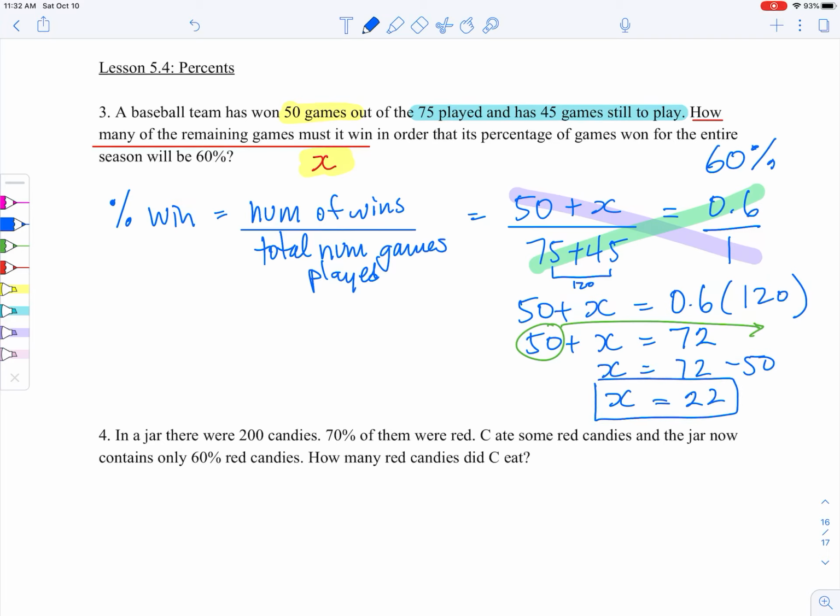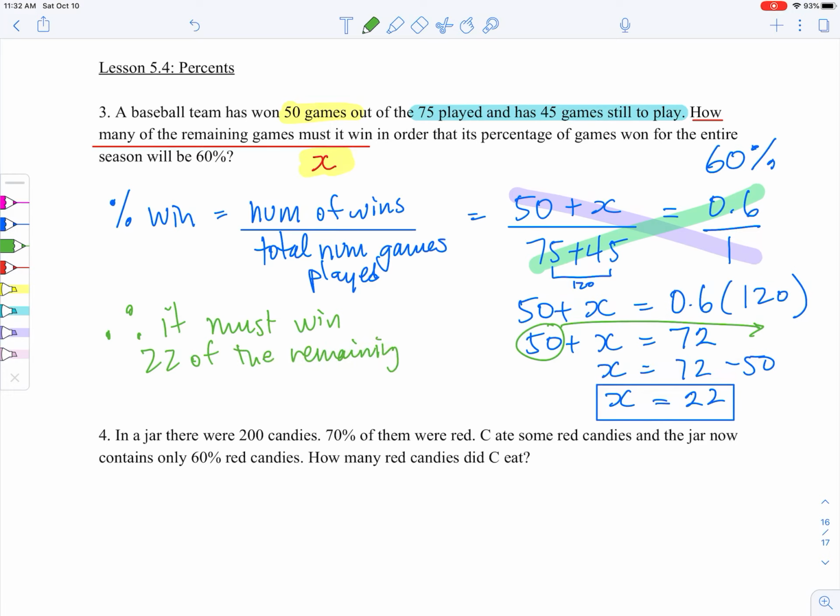And if we look back, what were we asking? x was how many of the remaining games it must win. So therefore, it must win 22 of the remaining games. And yes, there are other ways to do questions like this. This is just one way that I'm showing you that will work.